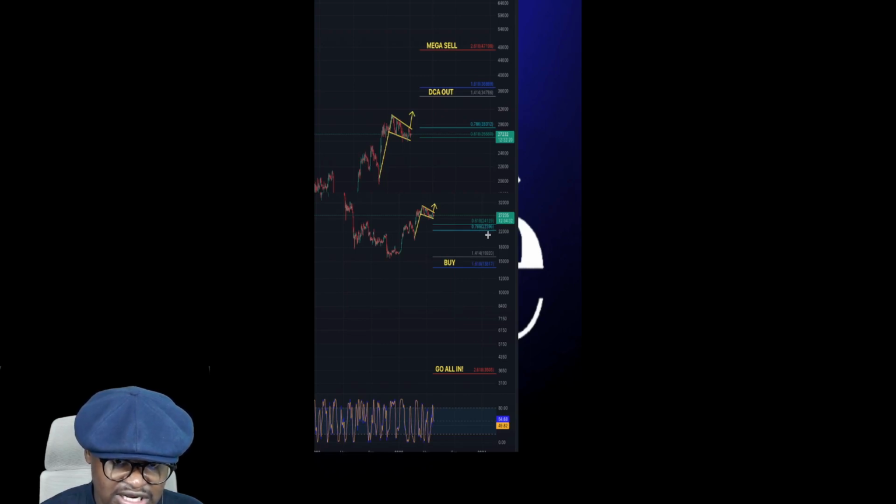This is a 0.786. According to this Fibonacci structure, the bounce at 23.5 will be between the 0.786 to the 0.618, and then the move to the upside will be between 34 and 36. This is where I say DCA out. This is all relative with what will be happening. Yeah, maybe altcoins move higher, maybe they don't, so it's all relative. We will see that if this happens. And then here is where I have my mega sell zone at 47K.